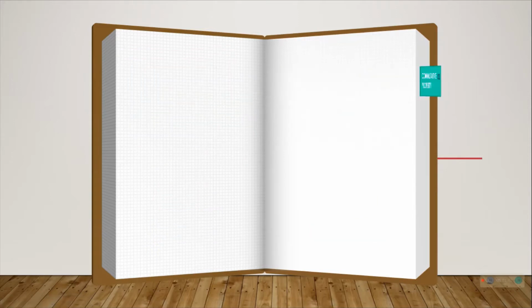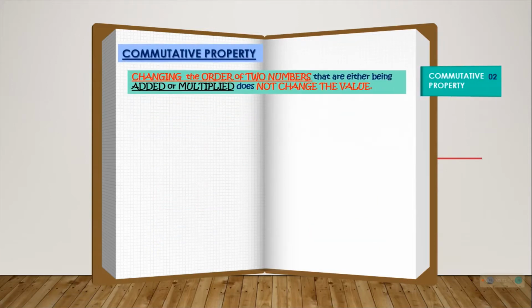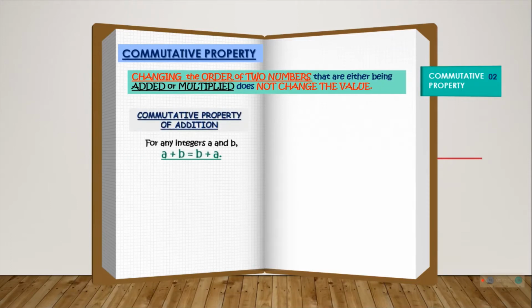Next. The second one is commutative property. Changing the order of two numbers that are either being added or multiplied does not change the value. In addition, for any integers a and b, a plus b is equal to b plus a. Kung mapapansin ninyo, nagpalit lang sila ng lugar o ng posisyon. But still, it does not change the value.